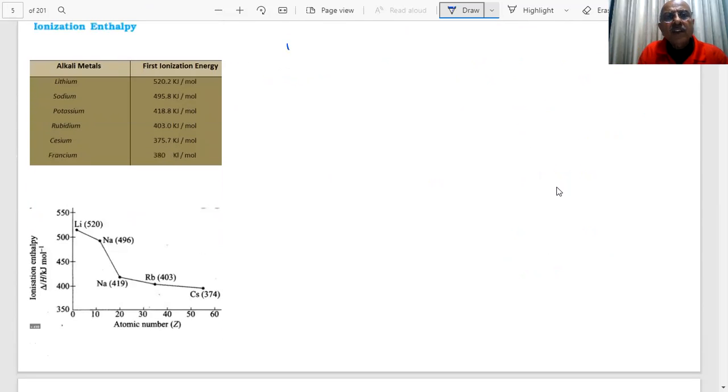Next, students, ionization enthalpy. What is ionization enthalpy, students? Here I am saying first ionization enthalpy because I am removing one electron. After one electron is removed, they attain noble gas configuration. Then it will be very difficult to remove the second electron, and a lot of energy will be required. So this is my metal, and in the gas state I am removing one electron, and that is my first ionization energy.